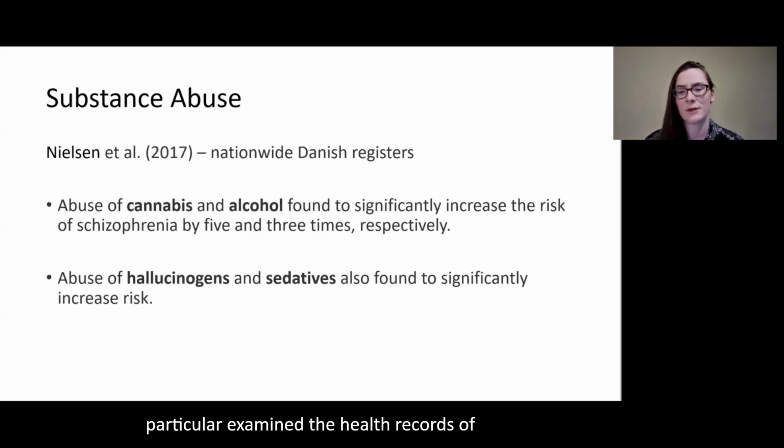This study in particular examined the health records of around 3 million people, and they found that cannabis and alcohol abuse increases the risk of schizophrenia by 5 and 3 times respectively. Abuse of hallucinogens and sedatives was also found to significantly increase the risk of developing schizophrenia, although to a lesser extent.